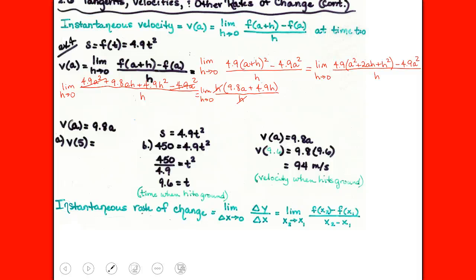Polynomial. Polynomials are well behaved, right? Whoop whoop, direct substitution. So let's go through and just put 0 in the place of H. So if I use direct substitution and I put 0 in for that H right there, 4.9 times 0 would drop out, and I would just be left with 9.8A.